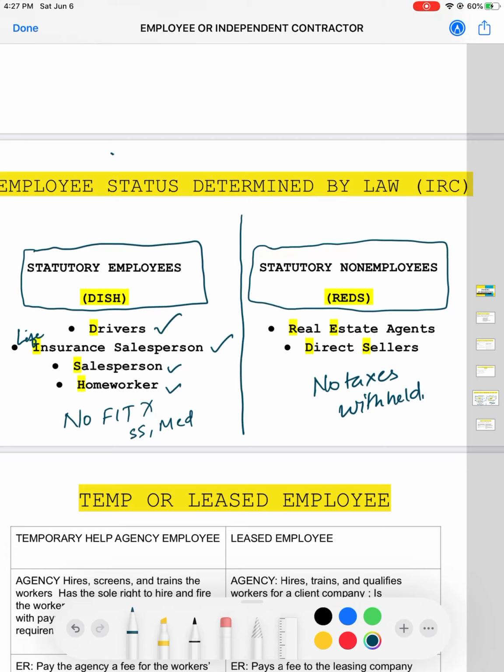And if the worker is a statutory employee, then the employer will withhold Social Security, Medicare, and future tax, but no federal income tax. Okay. And then IRS mentioned something about companion sitters. Companion sitters are also statutory non-employees. They are the people who furnish personal attendance, companionship, or household care services to children or elderly people. They are also statutory non-employees.